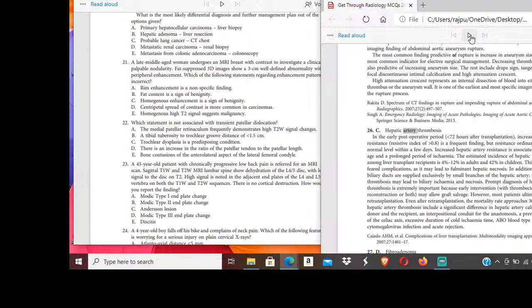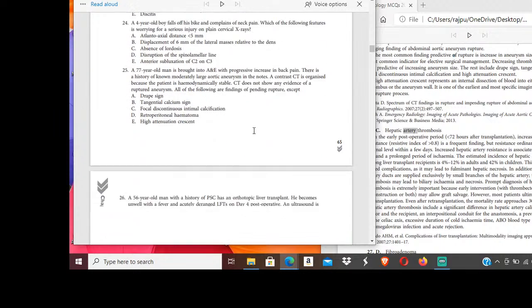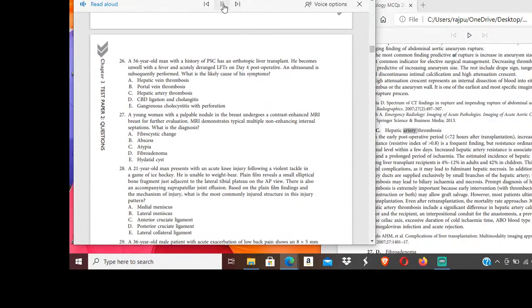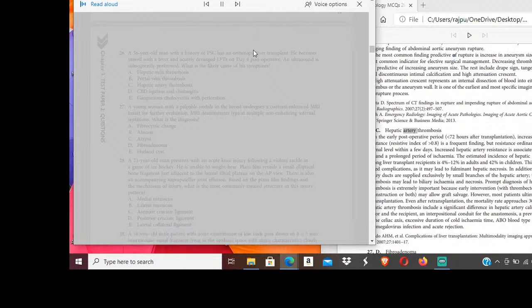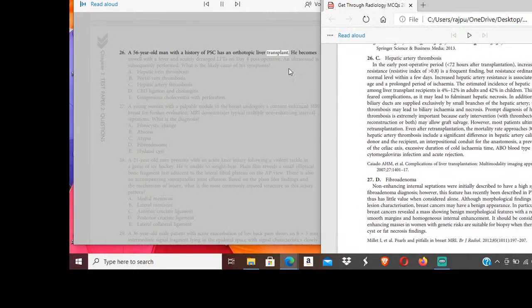26, C. Hepatic. 26. A 56-year-old man with a history of PSC has an orthotopic liver transplant. He becomes unwell with a fever and acutely deranged LFTs on day 4 postoperative. An ultrasound is subsequently performed. What is the likely cause of his symptoms? A. Hepatic vein thrombosis. B. Portal vein thrombosis. C. Hepatic artery thrombosis. D. CBD ligation and cholangitis. E. Gangrenous cholecystitis with perforation.